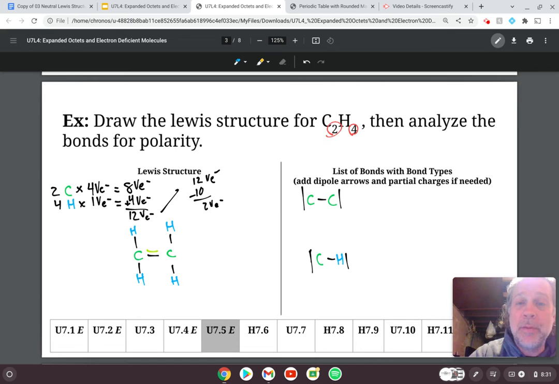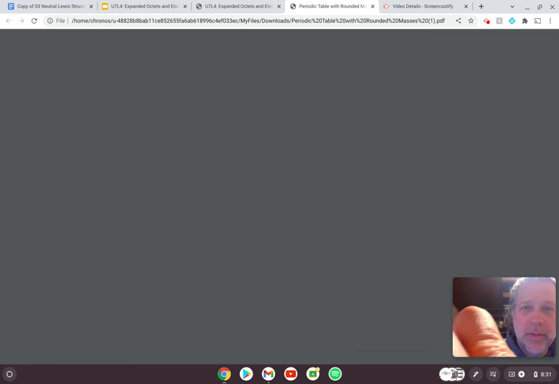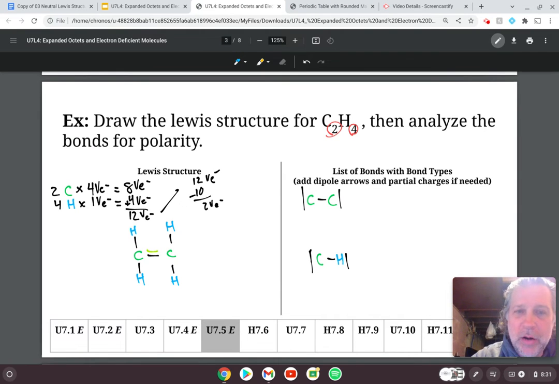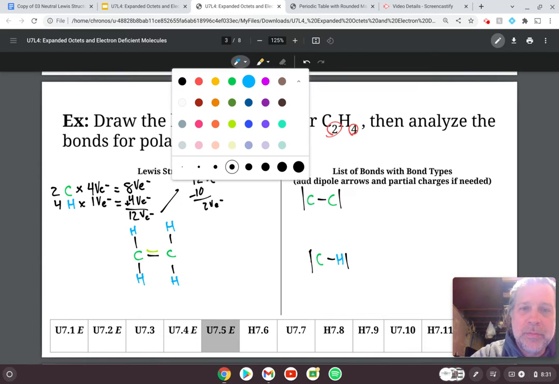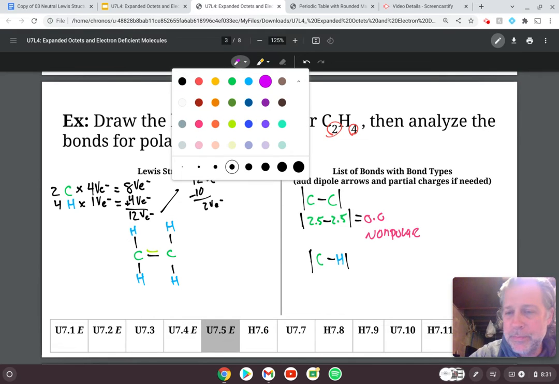So if I go to my periodic table, I see that carbon is a 2.5 and hydrogen is a 2.1. So I'm going to remember that. With my carbons, it's 2.5 minus 2.5, and that gives me 0.0, which tells me it is a non-polar covalent bond.